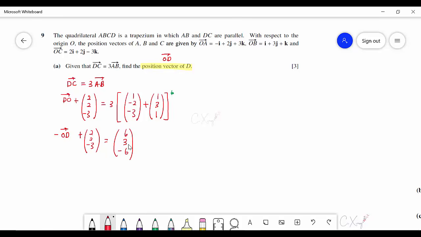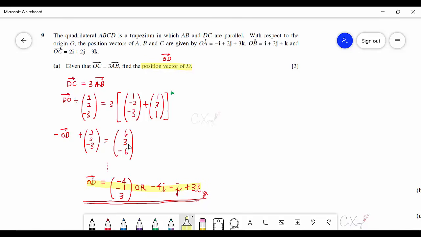If you continue further, and if you didn't make any careless mistake, the OD answer should be (-4, -1, 3), or you can rewrite it as negative 4i minus j plus 3k. So this is the position vector of D, which we call OD. To me this question is quite straightforward, so it should not be a very big problem for us to solve.